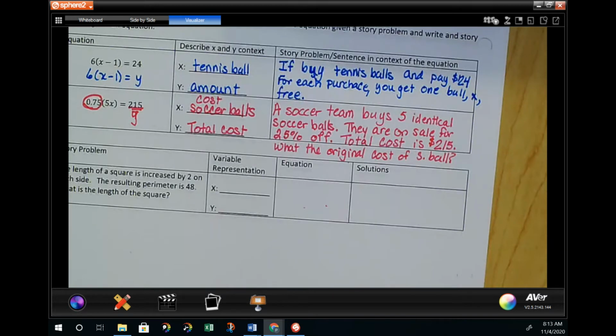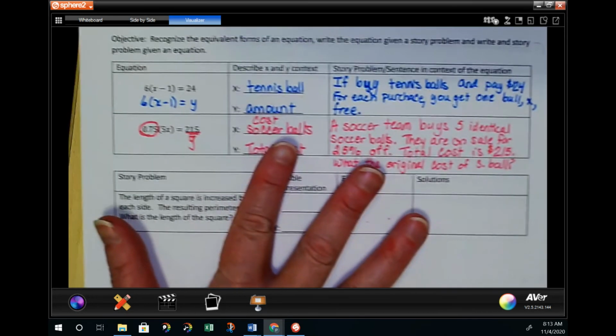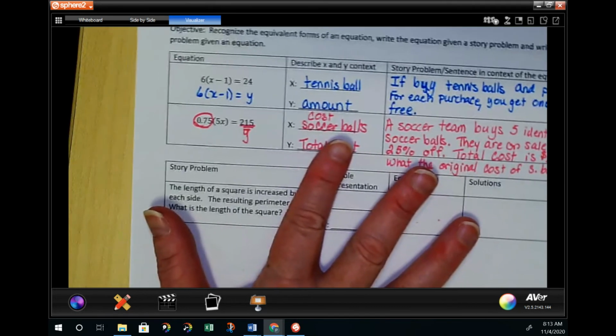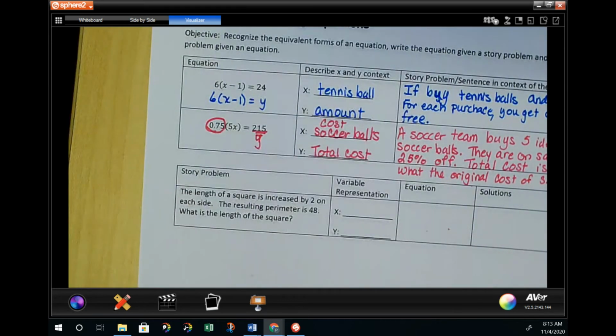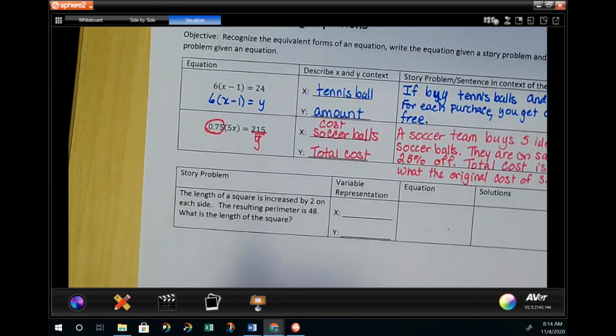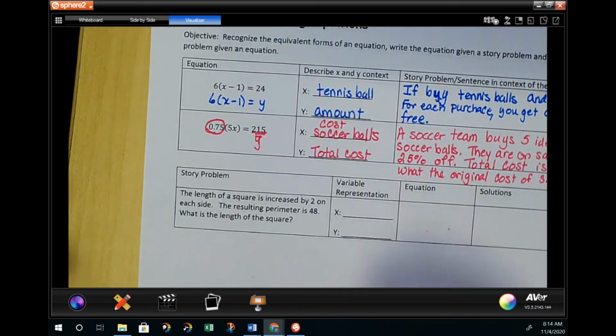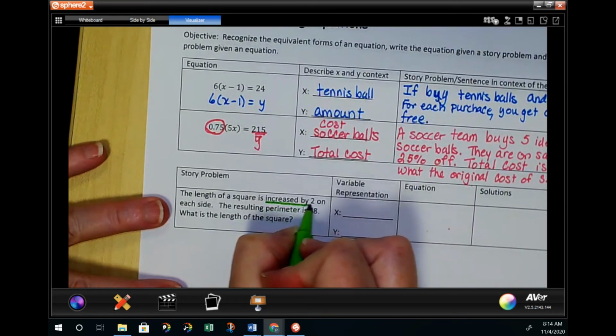I'm going to agree with you guys, this stuff is really difficult. The easier part is now when we decontextualize. Decontextualizing is taking the story problem. The length of the square is increased by 2. This increase by 2 is going to cause us a little bit of problems, but we're going to talk about that. And the resulting perimeter is 48. What is the length of the new one?